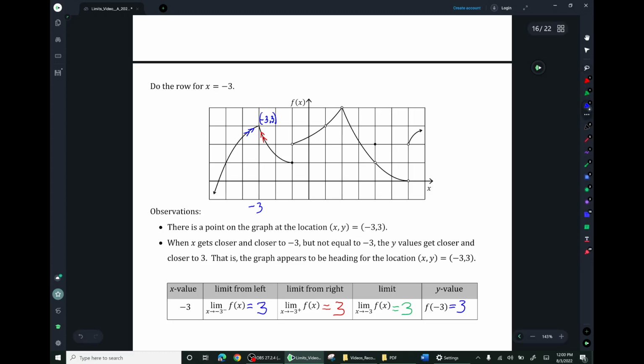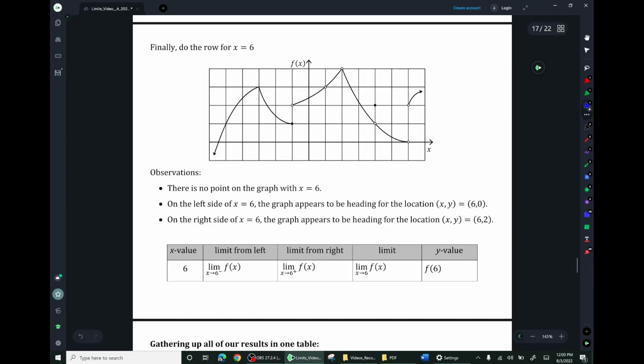All right, we've finished that row of the table. Let's go on. Let's do the row for x equals 6. I'm going to do this a little bit quicker. We first identify the grid line where x equals 6. And we notice that along that grid line there is no point. There's no point on the graph with x equals 6. So the y value does not exist.